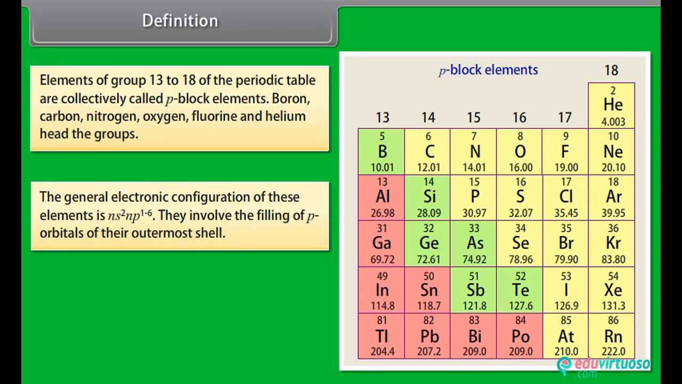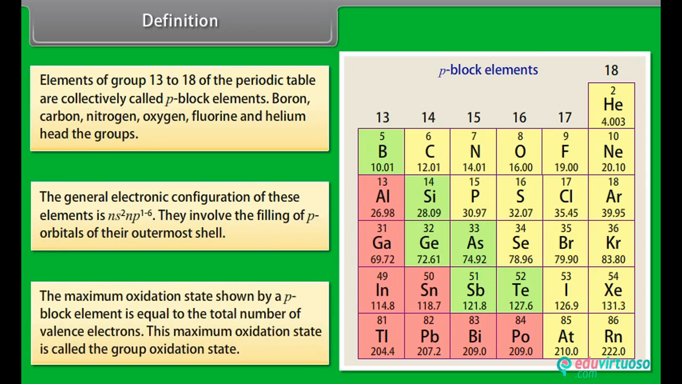They involve the filling of p orbitals of their outermost shell. The maximum oxidation state shown by a P block element is equal to the total number of valence electrons. This maximum oxidation state is called the group oxidation state.